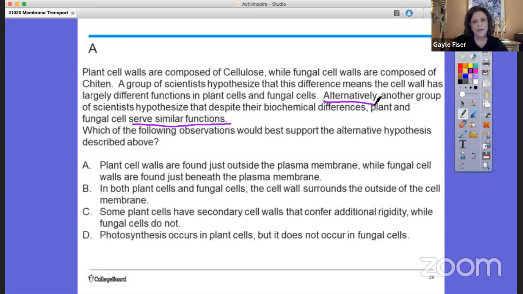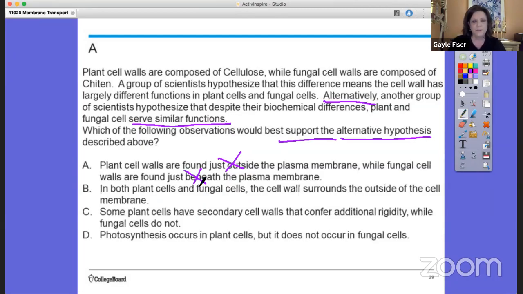All right, which of the following observations would best support, okay, we need to support our guy with the alternative hypothesis. All right, so let's look at these. Plant cell walls are found just outside of the plasma membrane, while fungal cell walls are found just beneath. Those two things are opposing each other, so that's not similar. So we got to get rid of that.